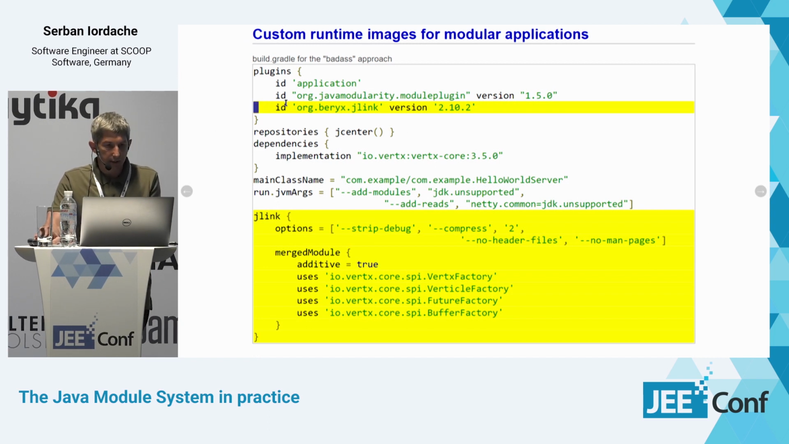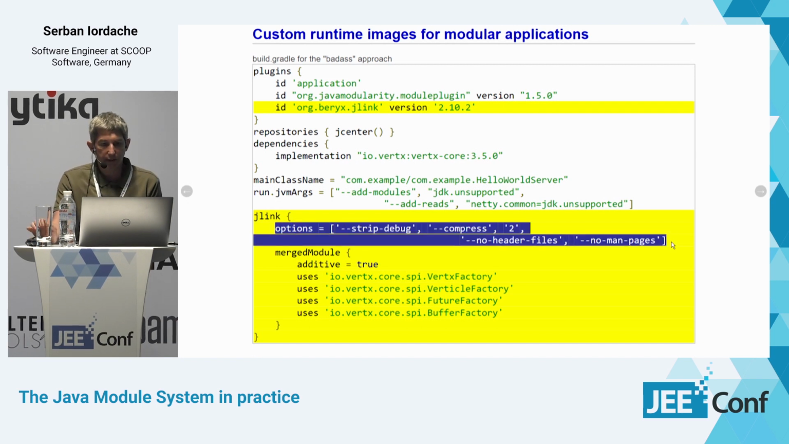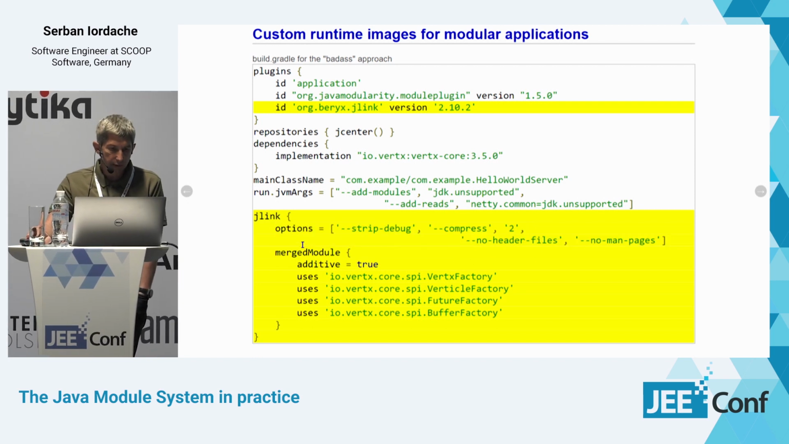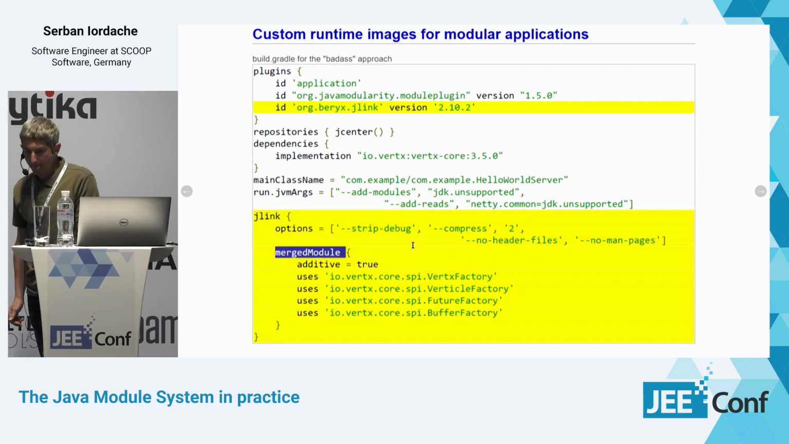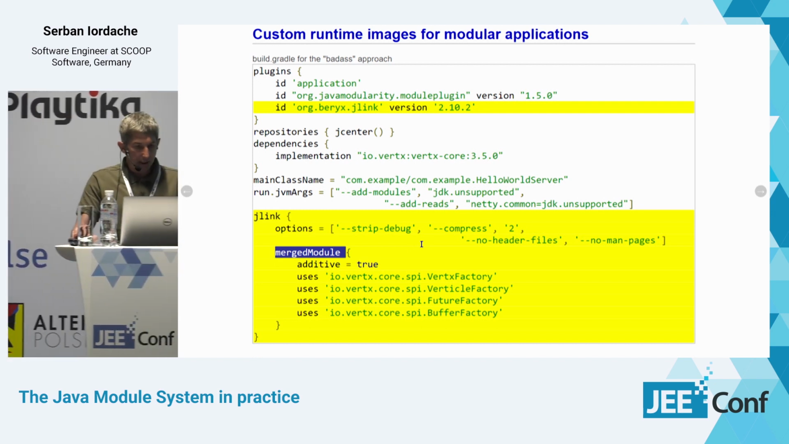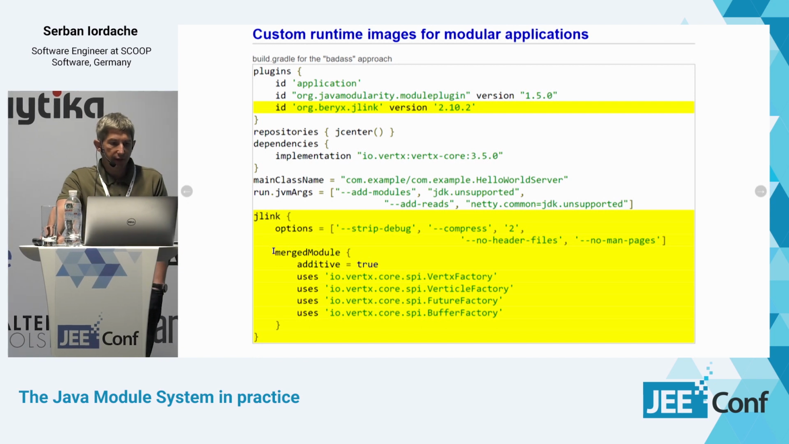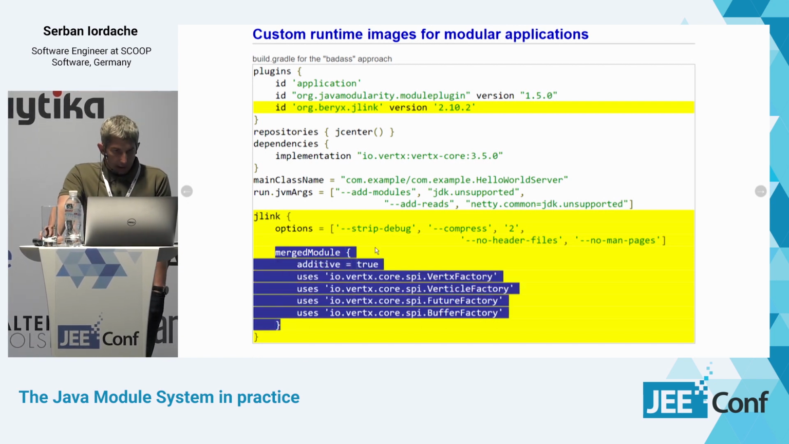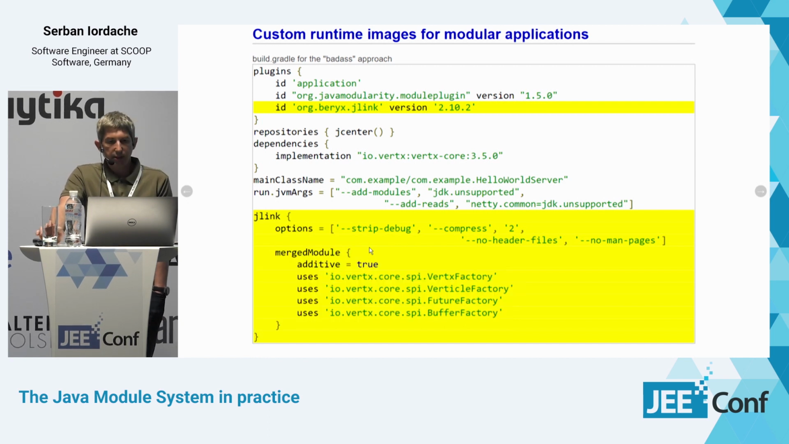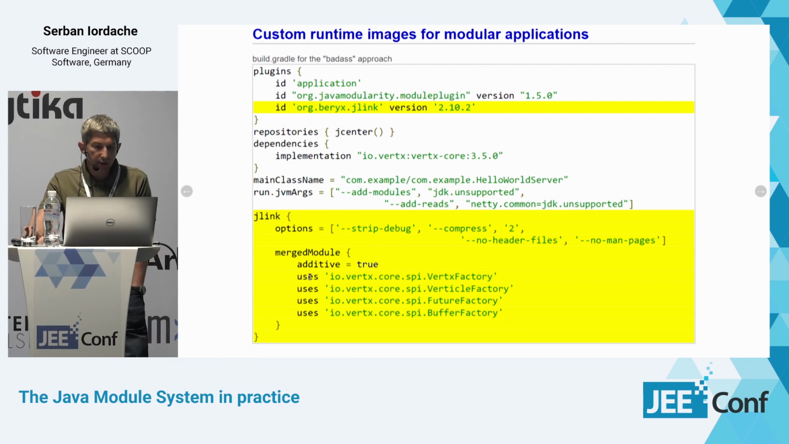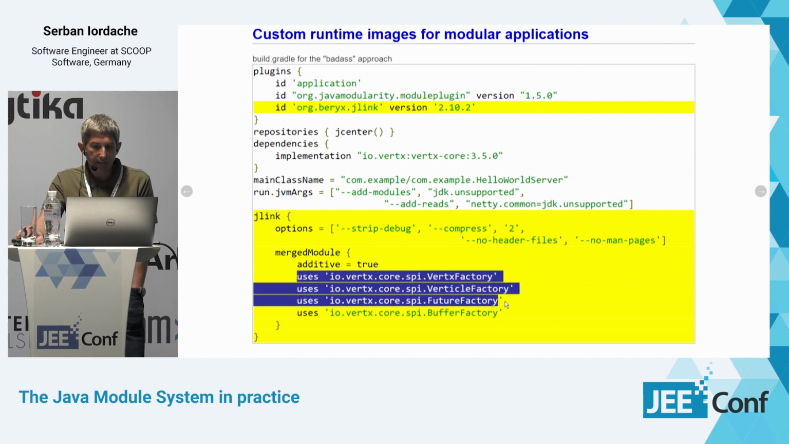So we specify the plugin in our Gradle script, and then we have a jlink block where we can put additional options for the jlink tool, and we can also configure the module descriptor of the merged module. Now, most of the time, this is not necessary. Most of the time, the plugin can figure out for itself what to put in the descriptor of the merged module. But in some cases, it may miss some information. For example, in the case of our web application using Vert.x, it is not able to detect all the services used by our application, so we have to add them manually here.